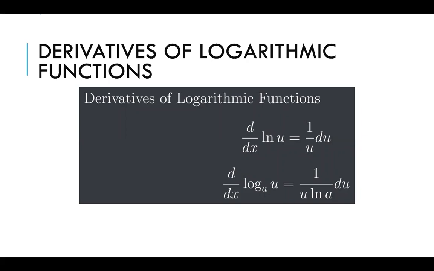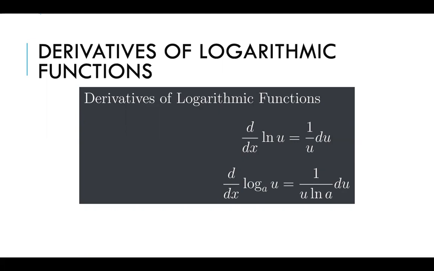Now we proceed with the second function, which is the logarithmic function. So we only have two things to memorize here. The first one is the case where the given logarithm is the natural logarithm, which symbol is ln. The first derivative of ln u with respect to x is equal to 1 over u multiplied by du, which is the derivative of the function u with respect to x.